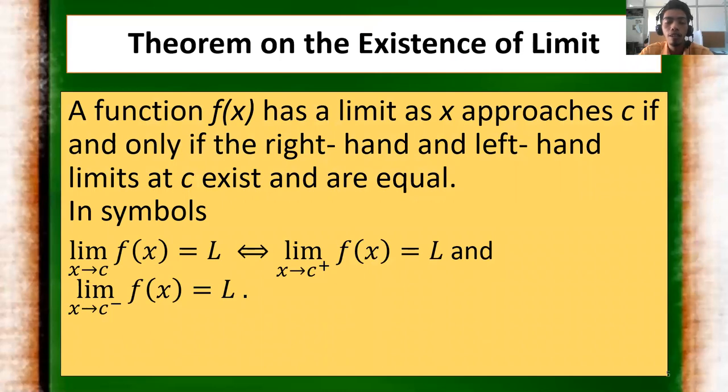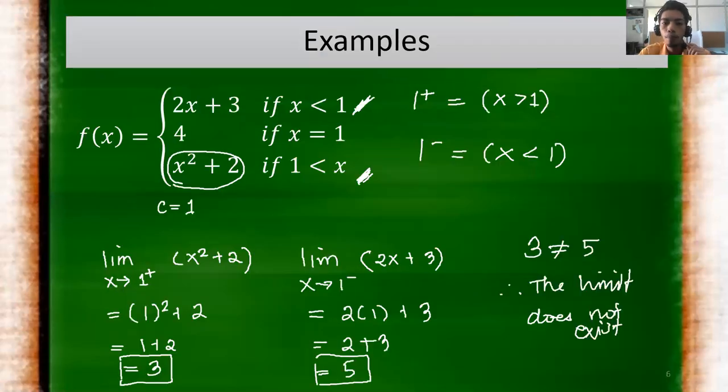And the theorem on the existence of limits, if the right hand limit and the left hand limit are equal, we can say that the limits exist. Otherwise, it does not exist. Okay? So kapag hindi siya equal, hindi nag-exist ang limit. Pag equal, nag-exist. So in our given examples, number 1, nung kinumpute natin yung right hand and left hand limit, ang right hand limit ay 3 at ang left hand limit ay 5. Eh hindi sila equal. Therefore, we can say that the limit does not exist.